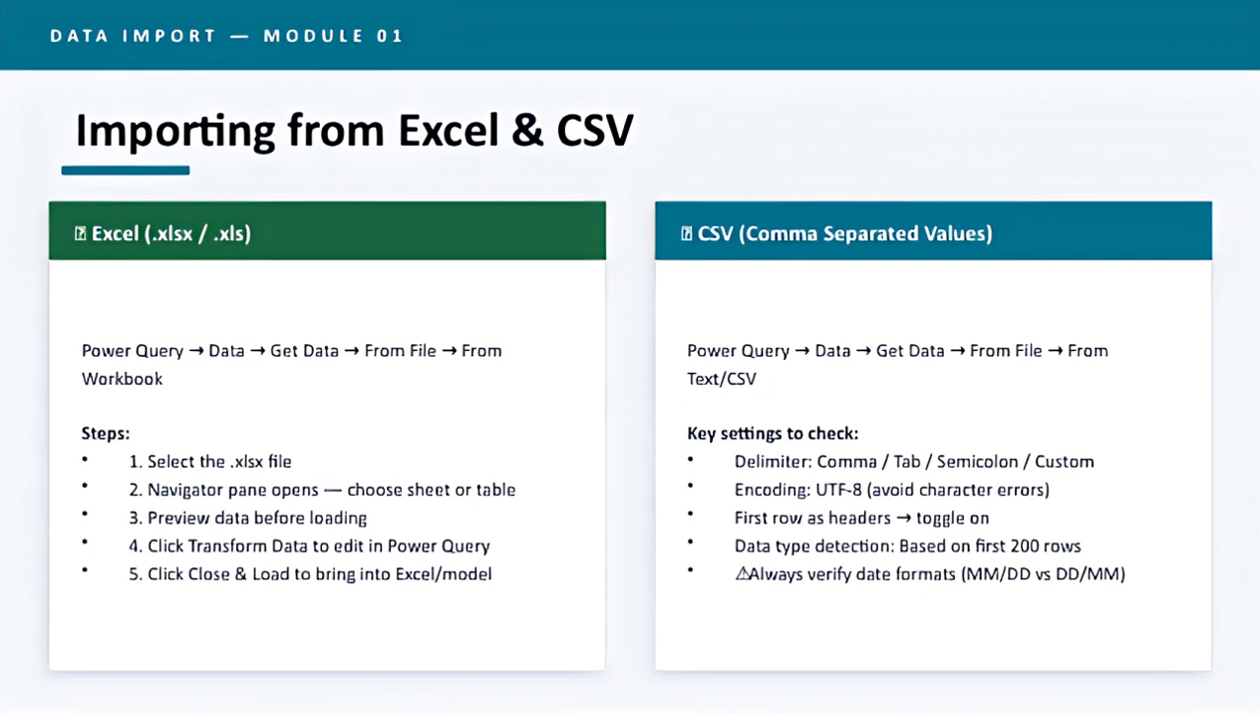Switching to CSV files, which are comma-separated values, the process is similar. You select your CSV file, and the navigator pane opens, allowing you to choose the specific sheet or table you want to import. Before loading, always preview your data to ensure everything looks correct. If needed, click Transform Data to make edits within Power Query. Once satisfied, you click Close and load to bring the data into Excel or your data model.